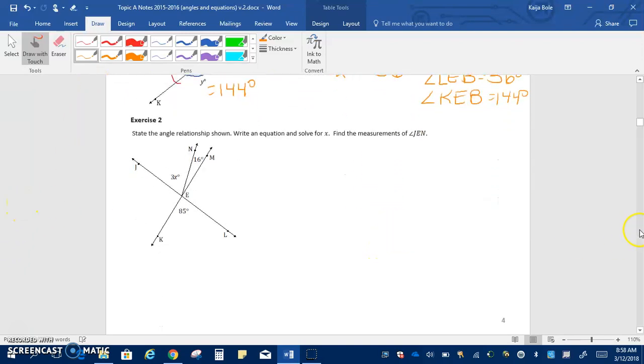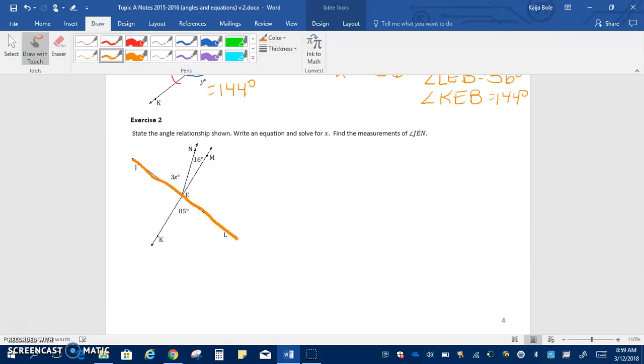Alright, exercise 2 here. Same idea, we just have some more angles thrown in. And we are looking for angle JEN. So that's this 3x right here. So, when we take a look at it, some of you might be like, well, how do we know for sure that it's a vertical angle? So, what you can do is you can always extend the lines out. Alright, if we're looking down this line here, I'll highlight it in orange.